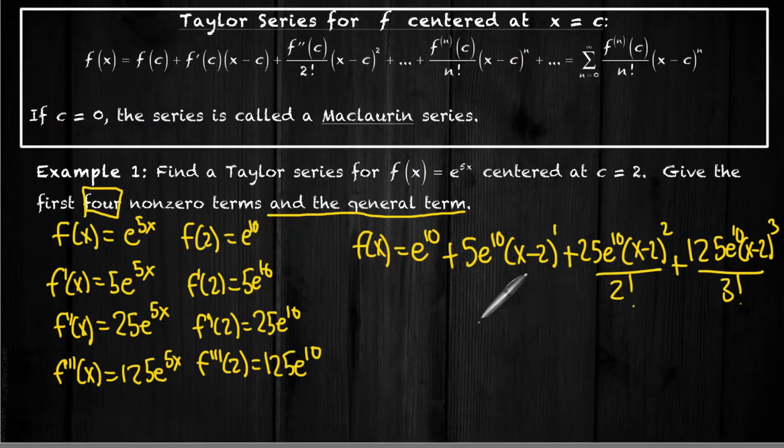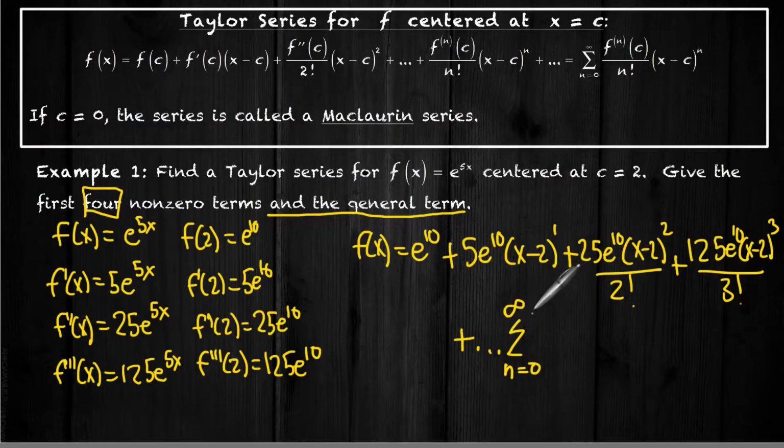And then they want us to give a general term. So a general term is nothing more than a term that will work for any value of n. And so we will say plus dot dot dot, which means this list will continue forever. And we will sum up from n equals 0 to infinity.